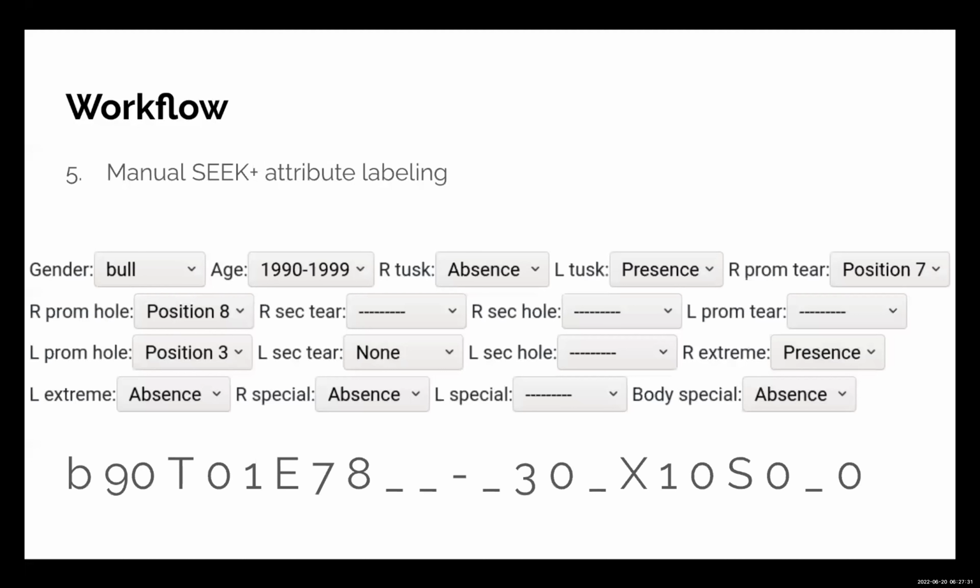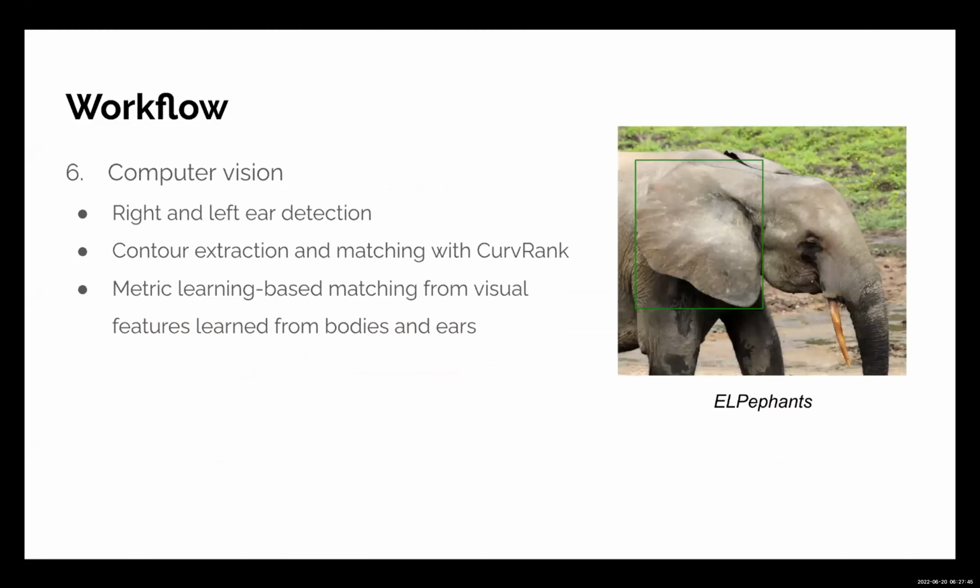And then what they do is for each individual, all of the boxed examples get ported into a new window, and now this is termed an individual sighting, and then they manually code these seek attributes, and they only code what's visible. And then that's where computer vision comes in. So now we do right and left ear detection. We extract those contours from CurvRank. And then we also have been experimenting with some more deep learning approaches, these metric learning based.